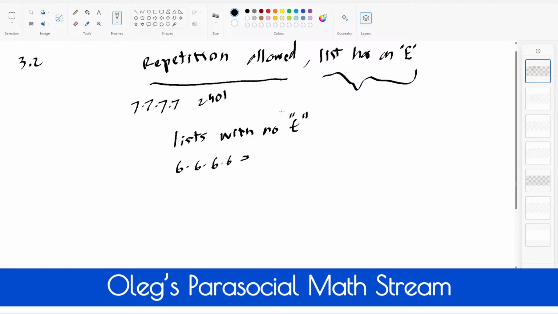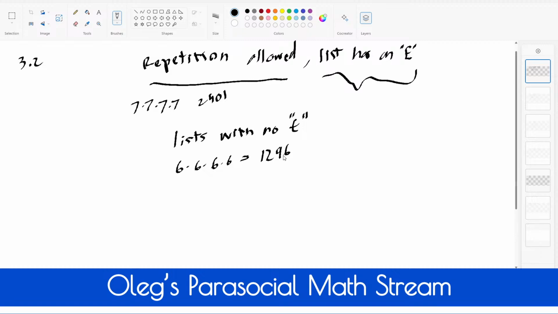All right, so then we have 1296. Okay, so now what we have is lists with no E, right? And then we have repetition allowed. So here's what we got. I'm trying to think if I can do a Venn diagram to demonstrate this. No, I'm just overthinking this.